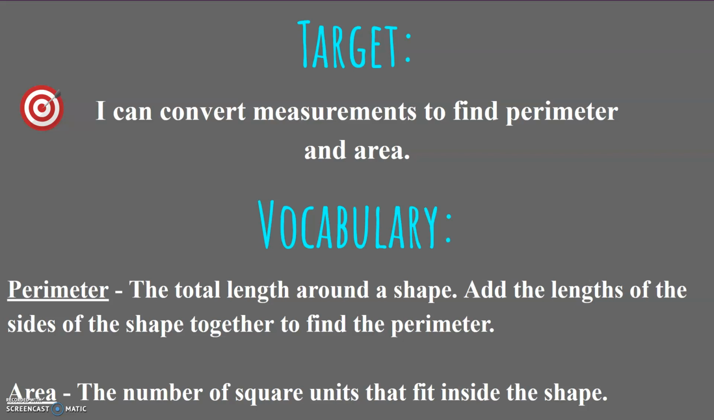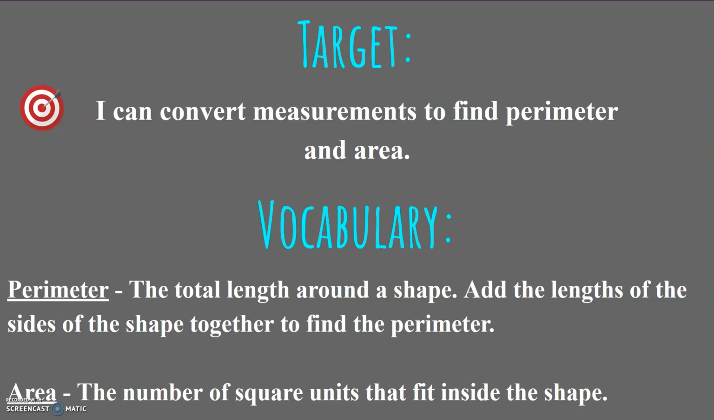We have two vocabulary words, two words that you should be fairly familiar with by now. Perimeter, which is the total length around a shape. Add the lengths of the sides of the shape together to find the perimeter. Add up all the sides, that's perimeter, measured in length, right? So not square units or cubic units, just regular old units.